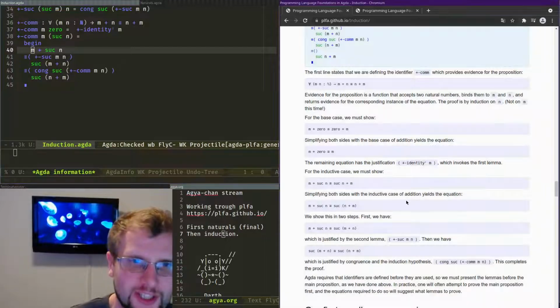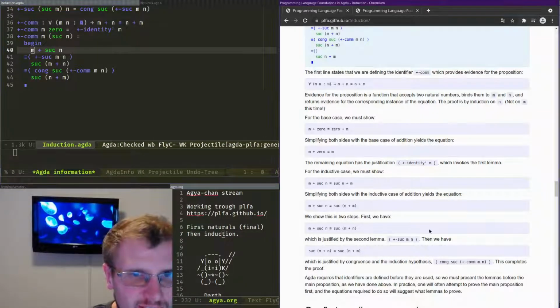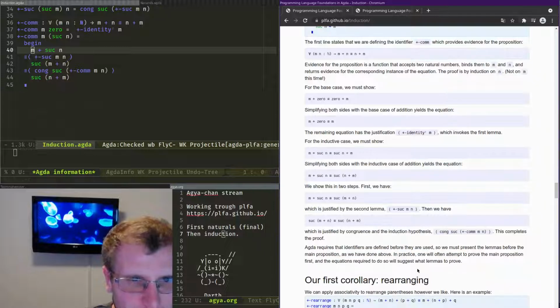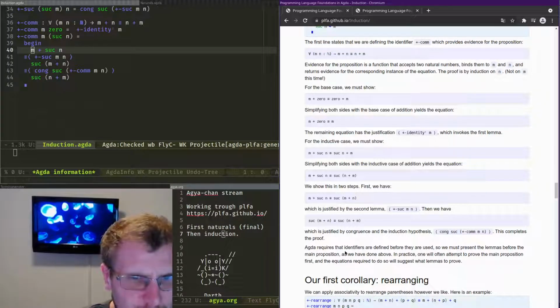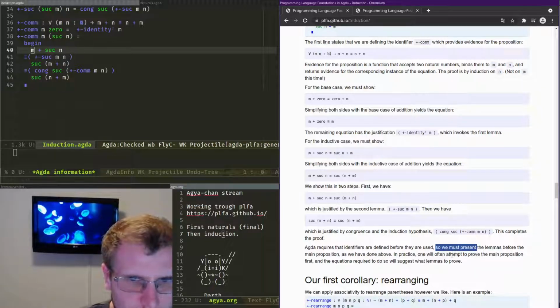Oh, we're already halfway through the chapter. We haven't done any exercises as well, we're just being stuck on the text, which is justified by congruence and the induction hypothesis. Could you step through that part? Because you go to the base case. Agda requires that identifiers are identified before they are used. So we must present dilemmas before the main proposition.